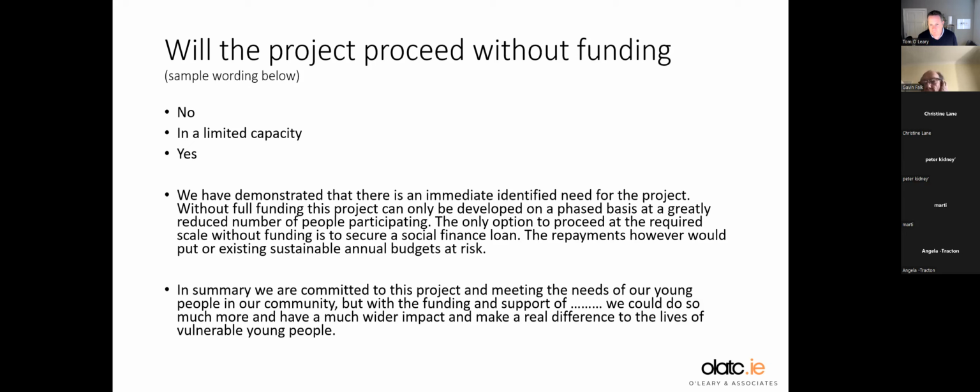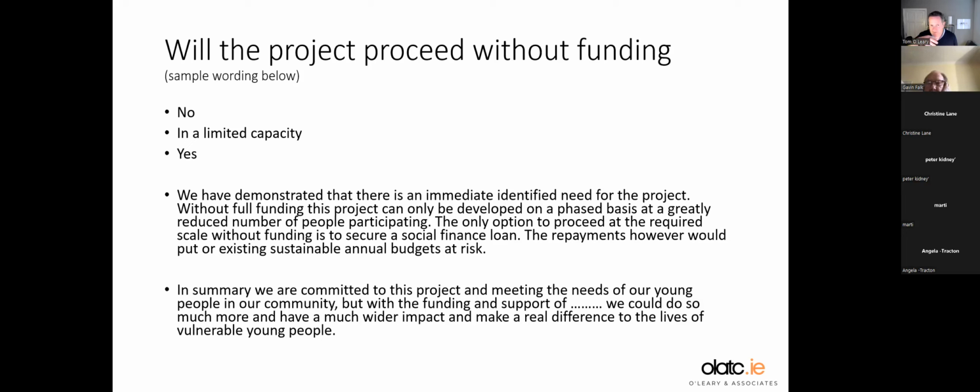But with the funding and support of whatever the agency is, we could do so much more and have much wider impact and make a real difference to the lives of vulnerable young people. So we're again saying we're going to do this anyway, but with your money, we can do so much more with it, okay? That to me is a stronger argument than someone saying, yes, we can go ahead with it without any money, because you won't be saying that, or saying, no, we can't do it. You're not giving yourself an opportunity to sell it more to them, right?